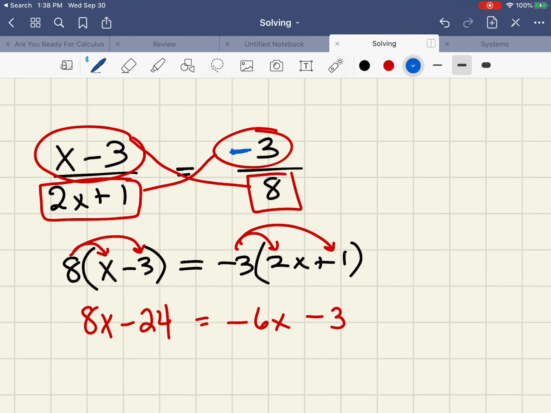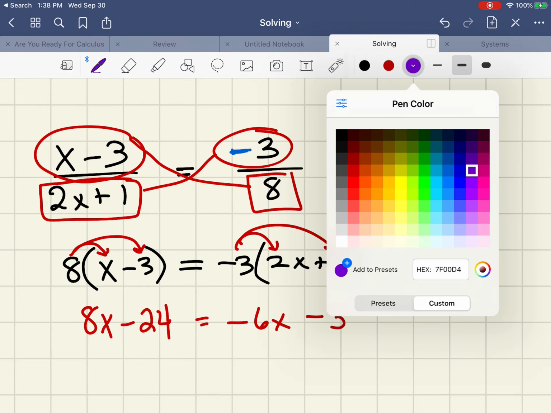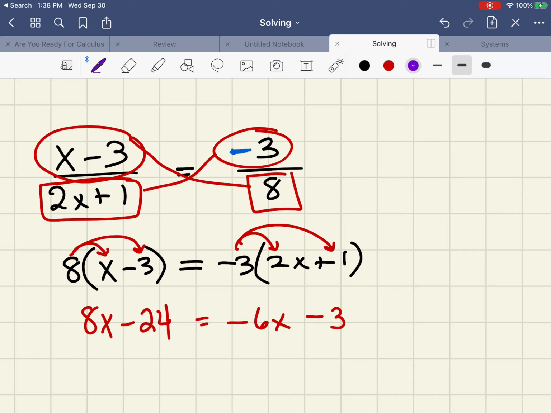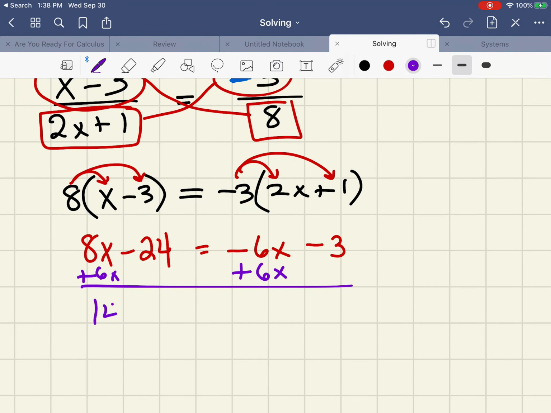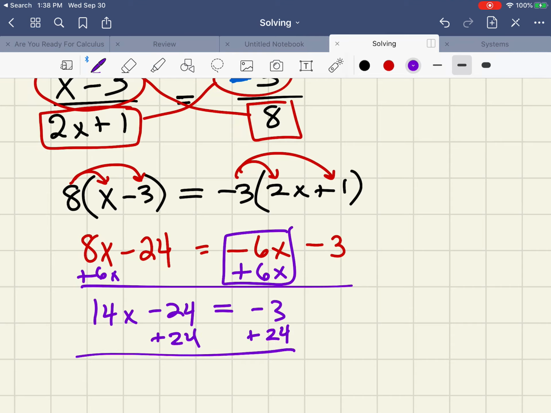And now this is an equation with variables on both sides, which if you're not familiar with, you should watch that video. I'm going to move my 6x by adding it to both sides. This gives me 14x minus 24 equals, these cancel, a negative 3. If I add 24 to both sides, I get 14x equals 21.